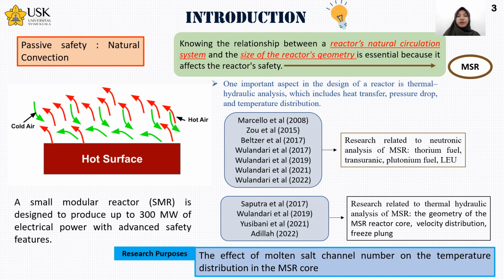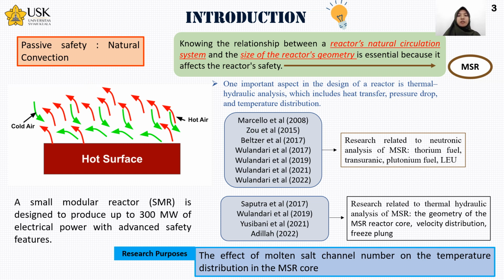Next, still in the introduction, passive nuclear safety is the design approach to safety features in nuclear reactors that doesn't require any active intervention from the operator or involvement of electricity to bring the reactor to a safe shutdown state in the event of an emergency. One of them is natural convection. Natural convection occurs when the hot fluid rises to the top and the cold fluid falls to the bottom, so that a circulation is formed.